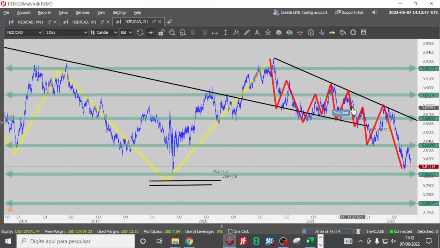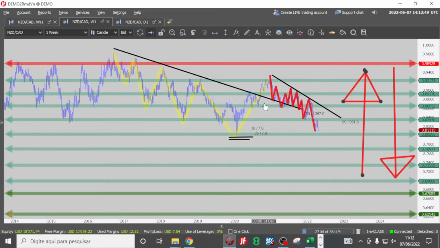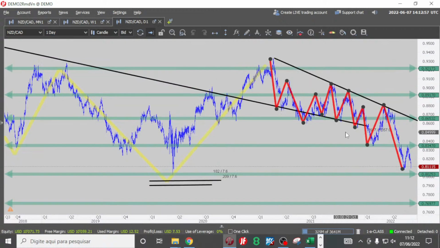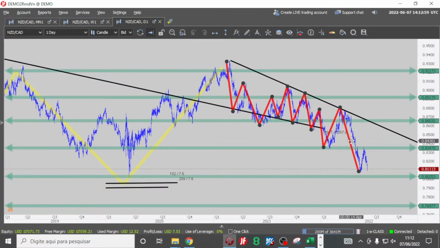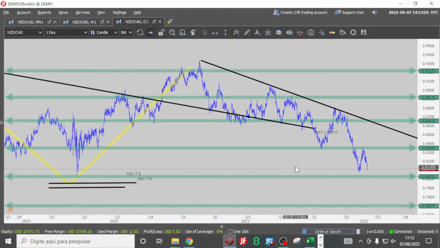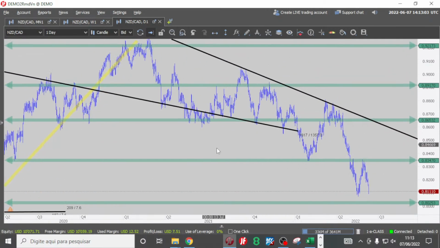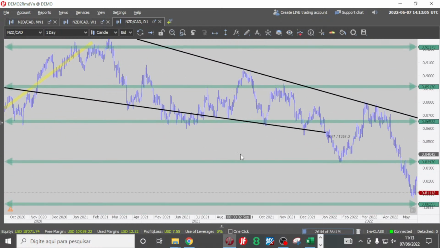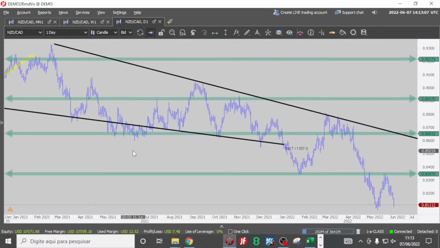Okay, now here, remember everybody, we deleted here the yellow line from the monthly on the weekly. Now we are going to do the same. We are going to delete this one from the weekly. Okay, and we want to see how is the market wave from the daily.